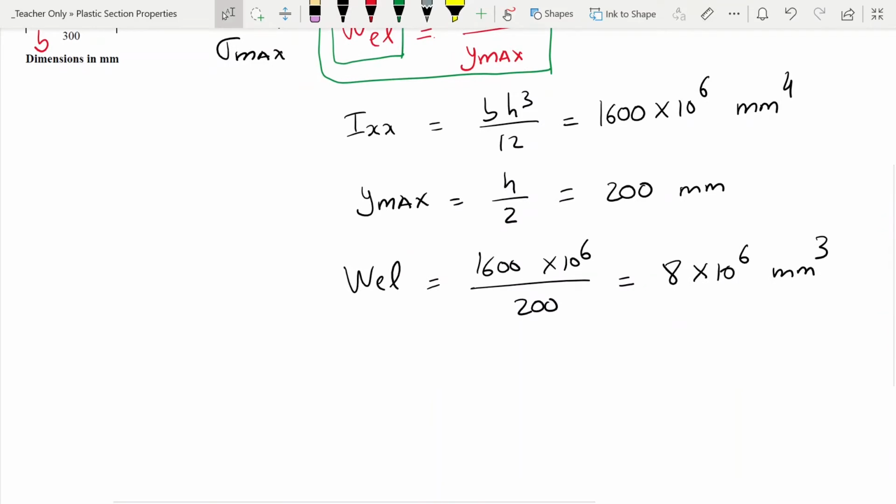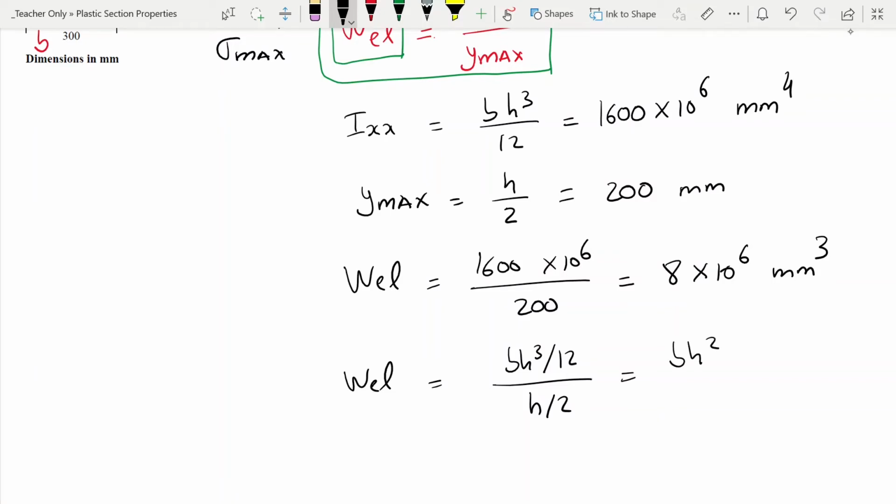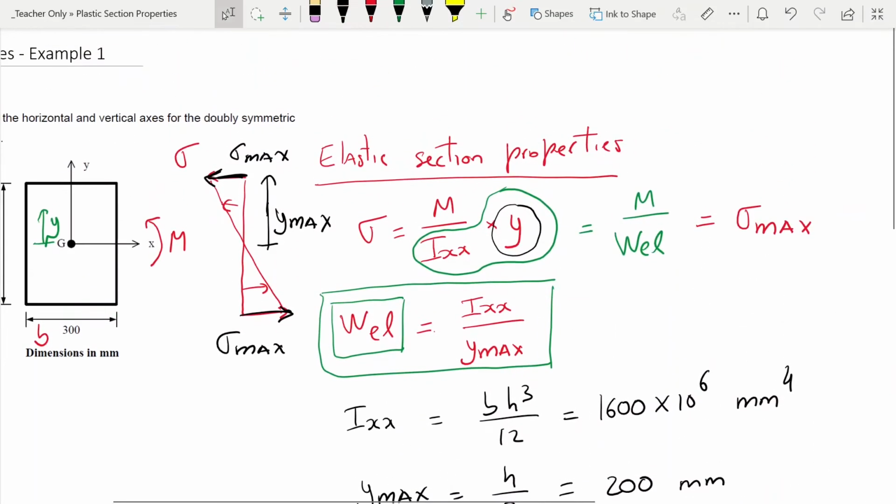Now, if you want to solve this for a generic case, the elastic section modulus is nothing more than bh cubed over 12, so that's Ixx, divided by h over 2, because that's y max. And this is equal to bh squared over 6, which should still give you cubic millimeters, or depending on the units of b and h. And if you substitute b with 300 and h with 400, you should get the same answer as here on top. So this gives us the behavior in the elastic stage of the section. So everything is linear and stress is proportional to the moment.